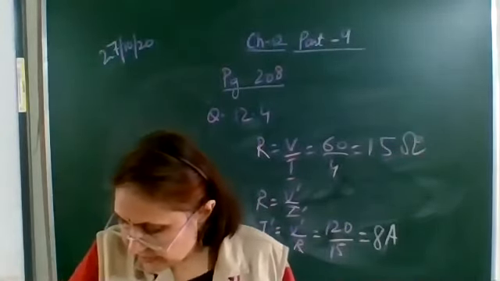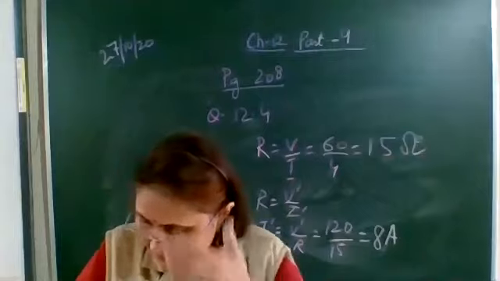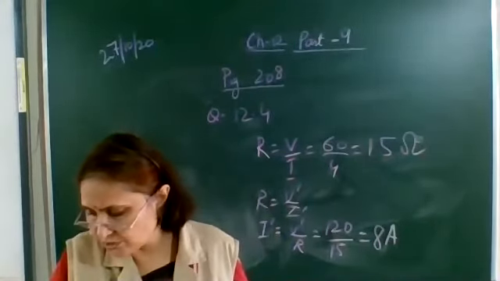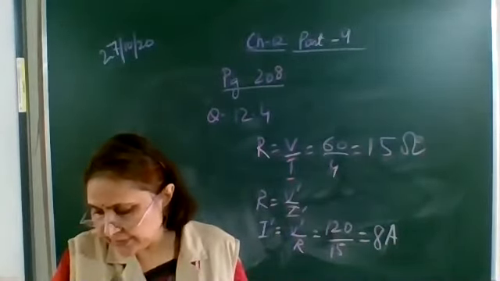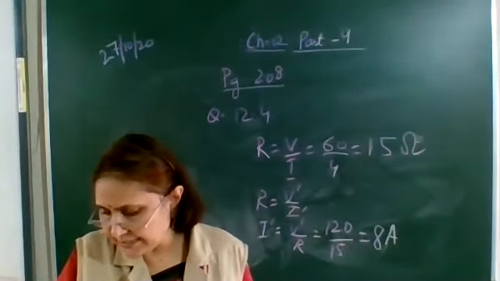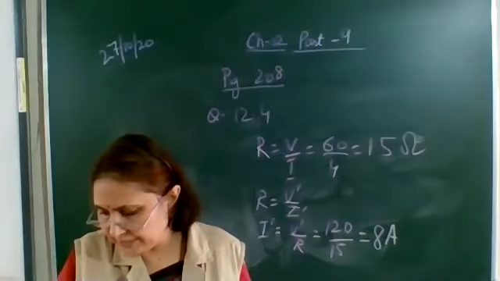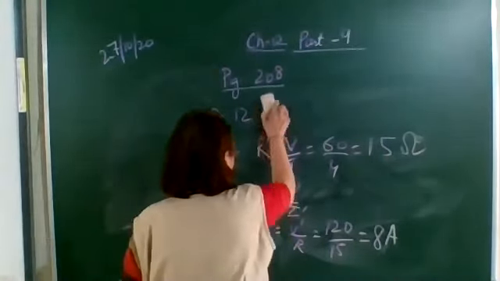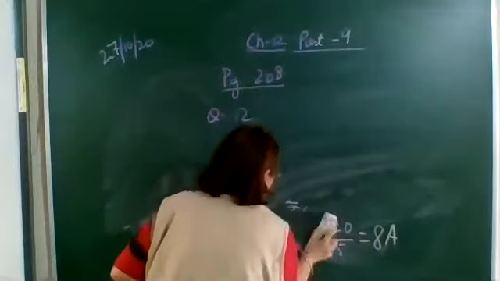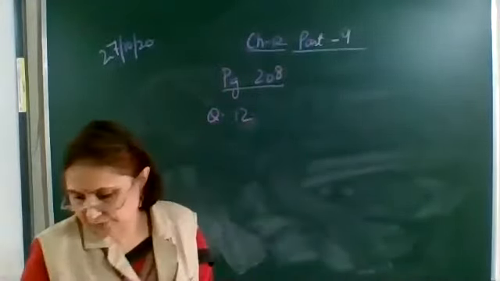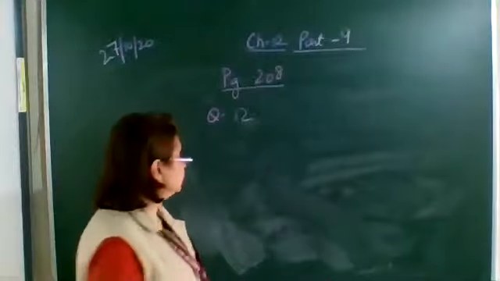Okay, next is example 12.5. Resistance of a metal wire of length 1 meter is 26 ohm at 20 degrees Celsius. If the diameter of the wire is 0.3 millimeter, what will be the resistivity of the metal at that temperature? Using 12.2, predict the material of the wire. Okay, so here the resistivity has to be found out.